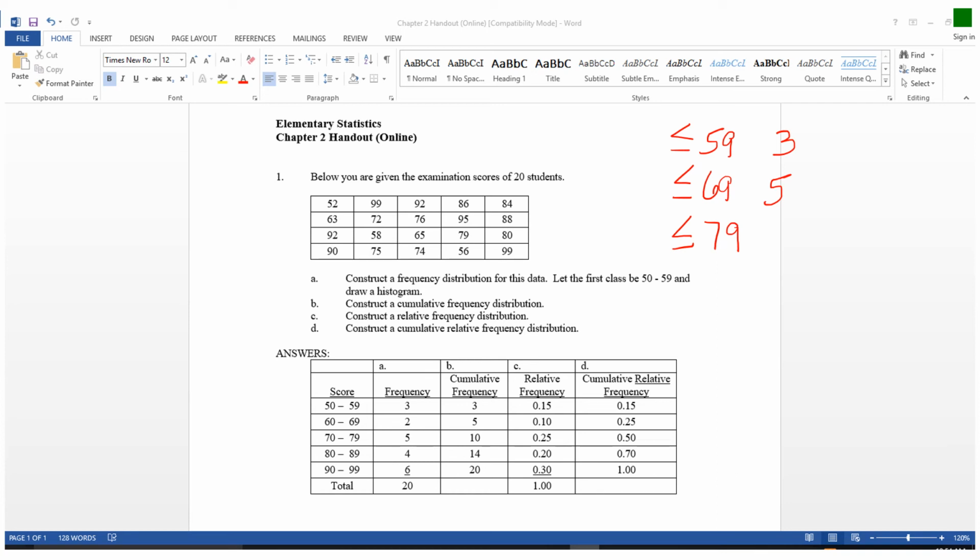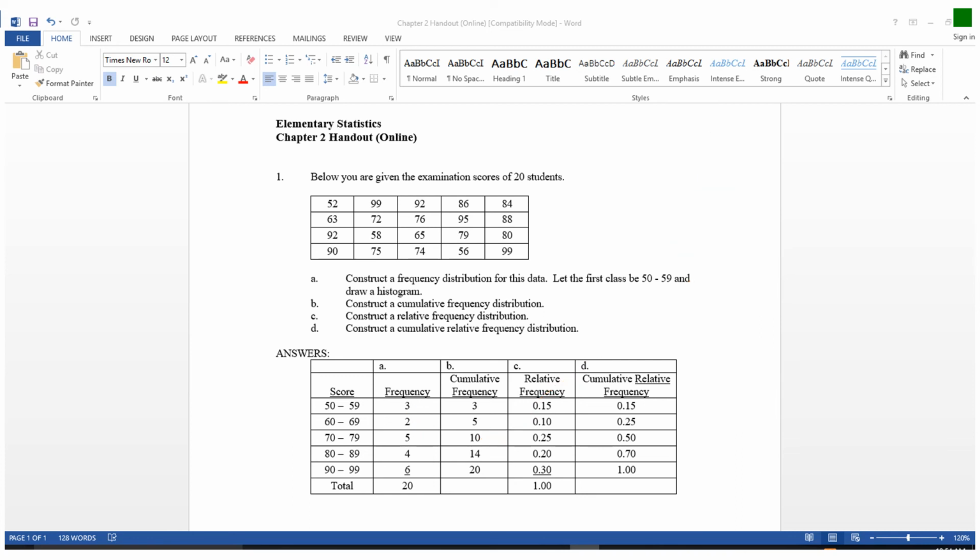Okay? And then as you keep going, you just add the next layer. So you go 3 plus 2 is 5, plus another 5, that gets you to 10. That's where they got that number. And then as you keep going, you keep adding the next layer, you'd get 14, and then 14 plus 6 at the last layer would get you to 20. So the cumulative is taking each layer and adding it on to the next layer.